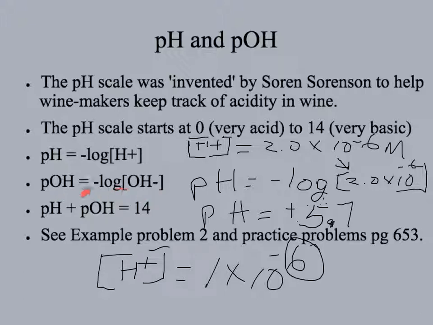Same process is involved doing the pOH, except you plug in OH, and when you're through, you have pOH instead of pH. And remember that pH plus pOH equals 14. So, for instance, if you knew that pH was 0, then pOH would be 14. If pH was 7, then the pOH would be 7. They add up to 14 total.